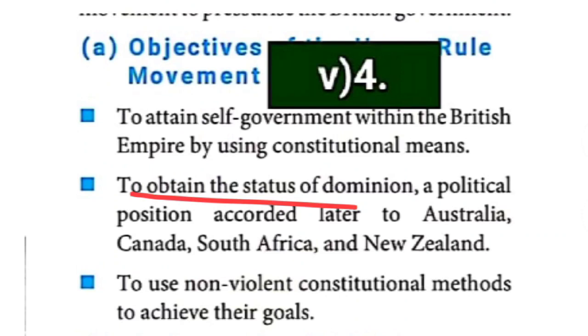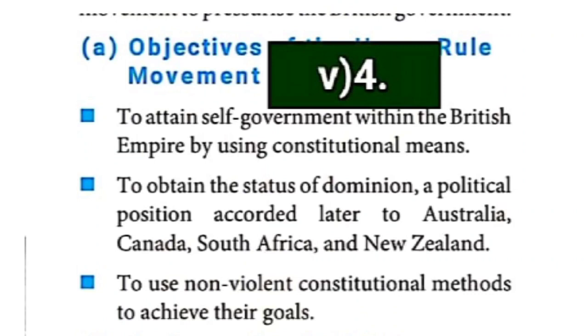Then the third one is to use non-violent constitutional methods to achieve their goals. What was their goal? They had to gain self-government from the British rule, but through non-violent constitutional methods. So without taking up the sword, they had to gain independence like that. Yes, the home rule movement founders and members were taught this.